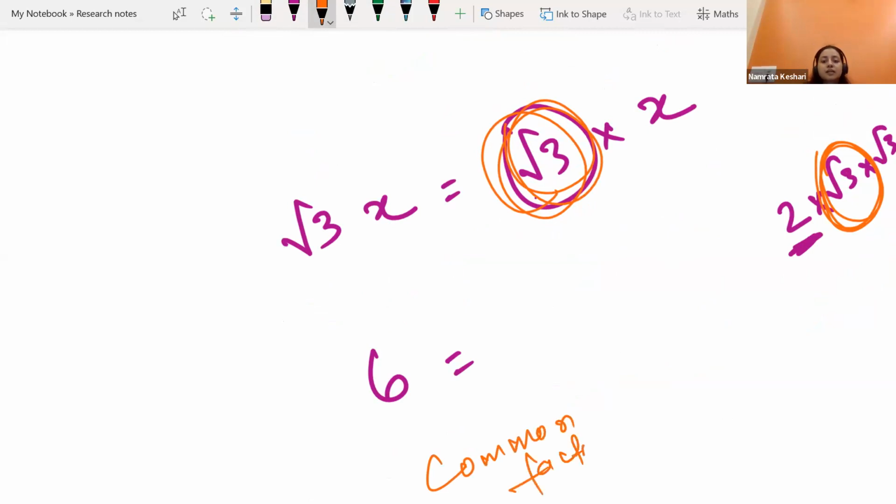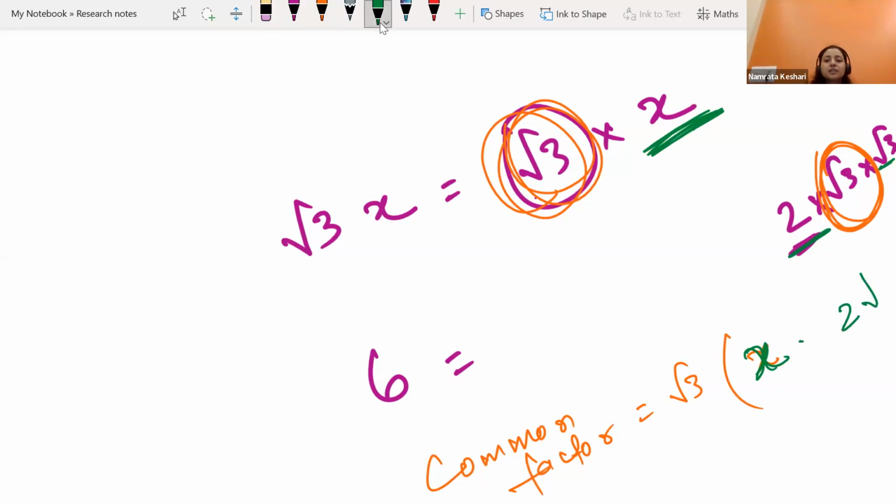And here only you will be able to see what is the remaining term. Tell me, what is the remaining term? X, and 2 root 3. Yes or no? What is left from the first term? x. What are the left over terms in the second term? 2 root 3. Yes or no? Yes, ma'am.